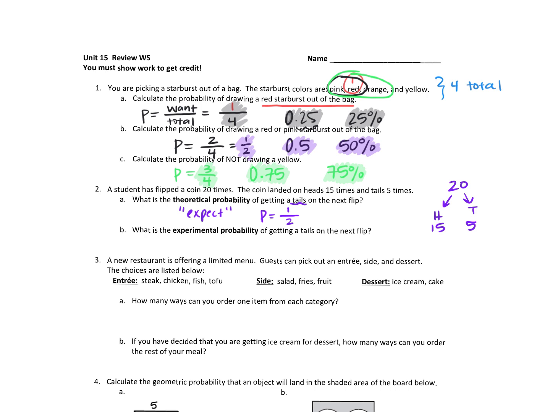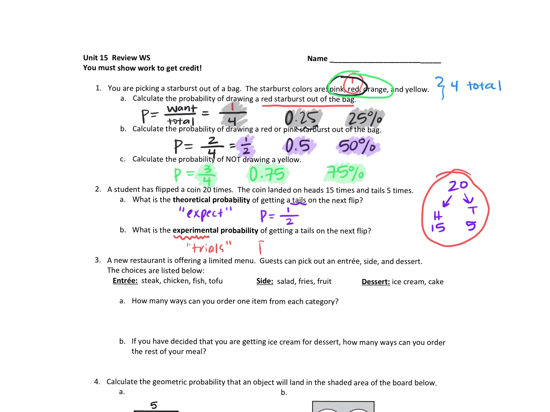Compared to the experimental probability, the theoretical probability is the theory of what you expect to happen, what should happen, where the experimental probability is based off of the experiment. So this is based off of the trials that were conducted. Okay, so now we're going off of the data here of what happened in those 20 flips.